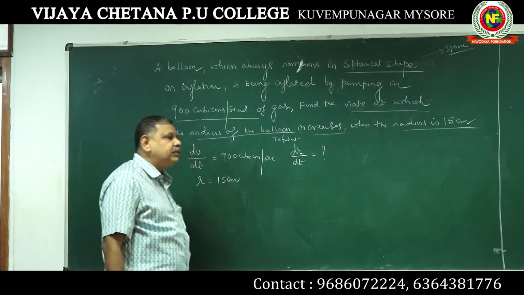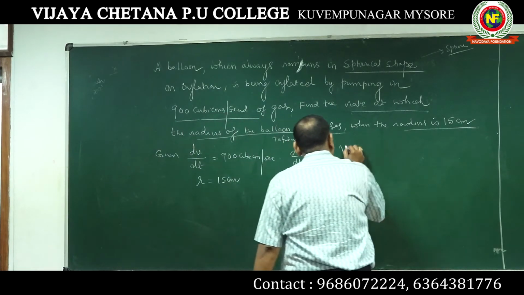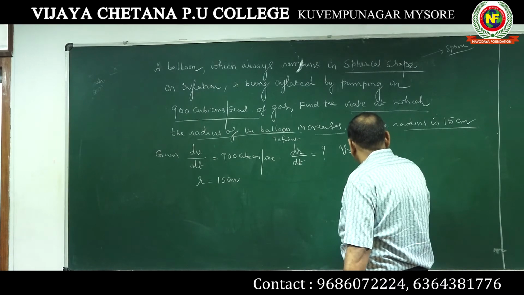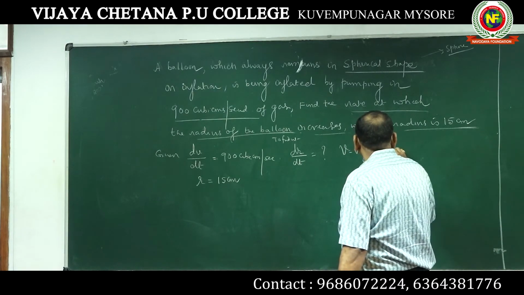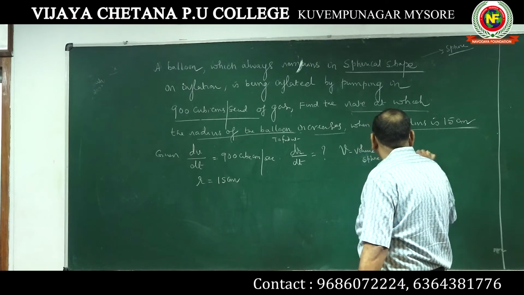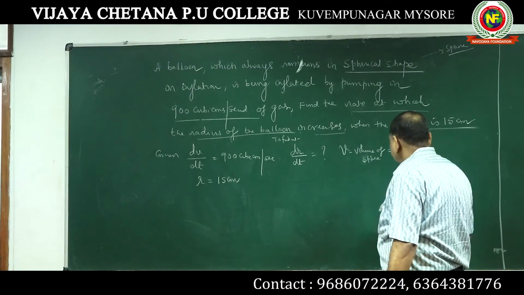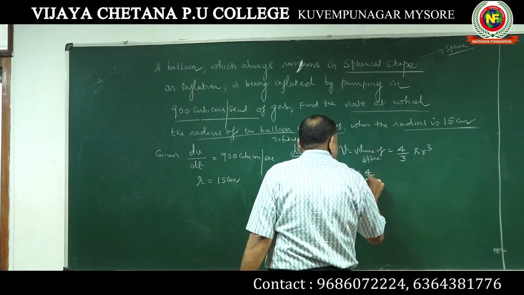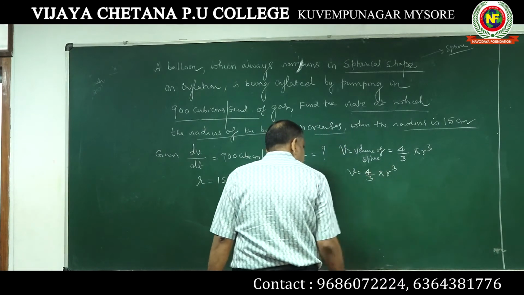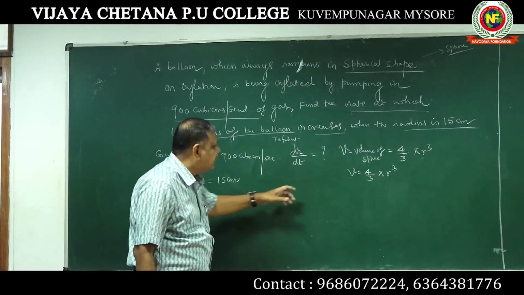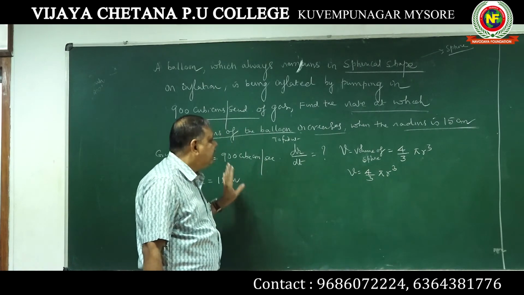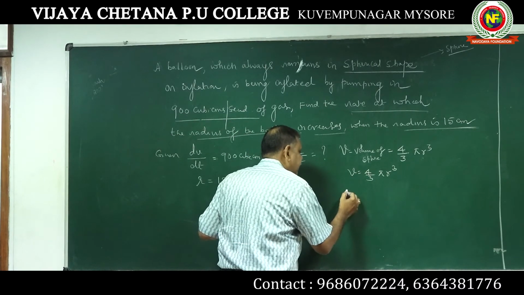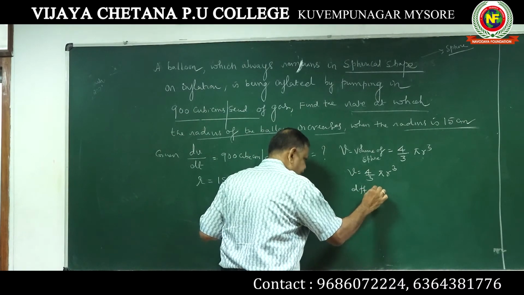Which formula will you use? V is equal to the volume of sphere, you know the formula, 4 by 3 pi r cube. I gave it to you in the beginning itself. Now you have to differentiate this with respect to t, because you have to find dr by dt.